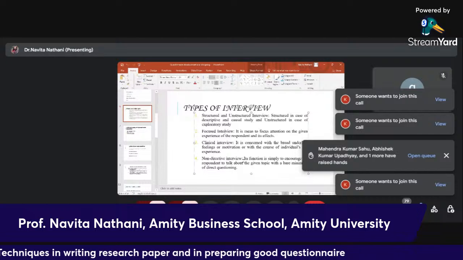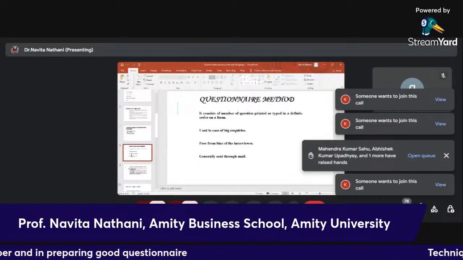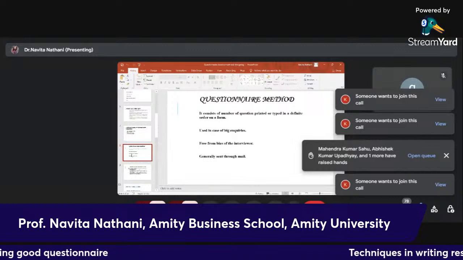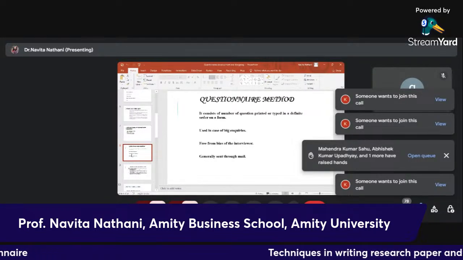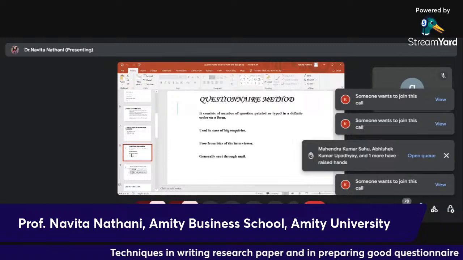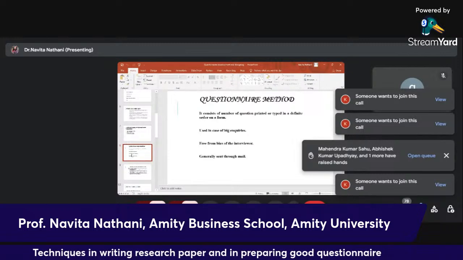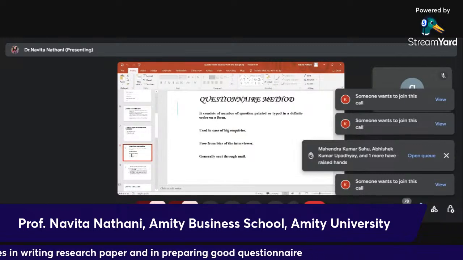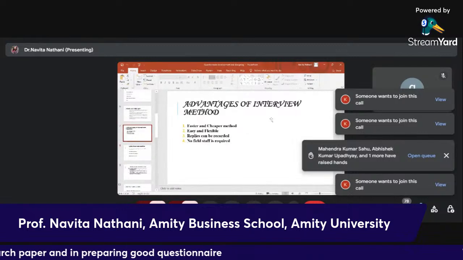So they are basically non-directive interviews. They are not asking questions related to a context or a particular topic, because they know very well that nobody is going to give an answer. So idhar udhar se saare questions पूछते हैं, and then they come to the conclusion. These are the advantages of interview method.